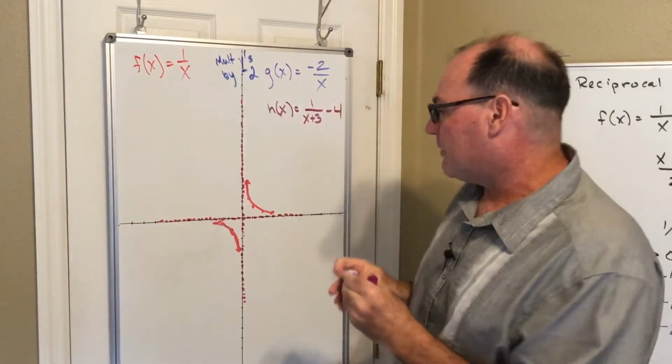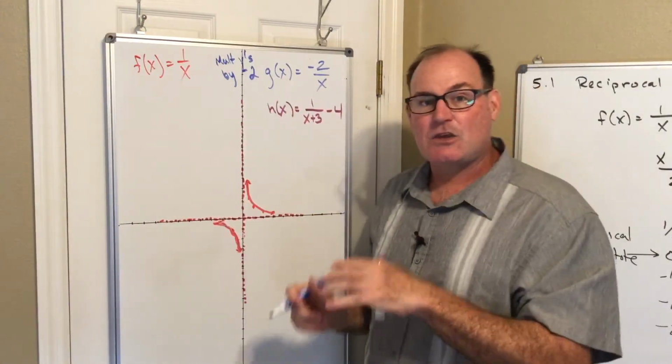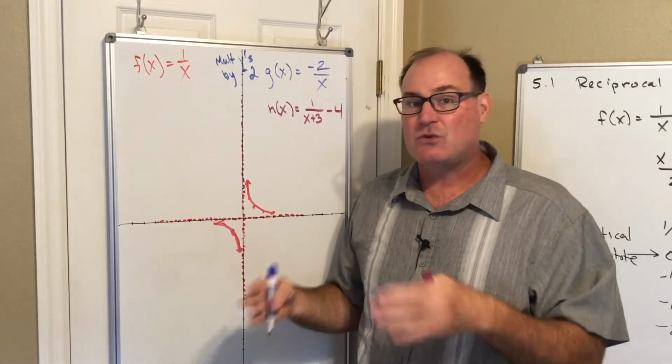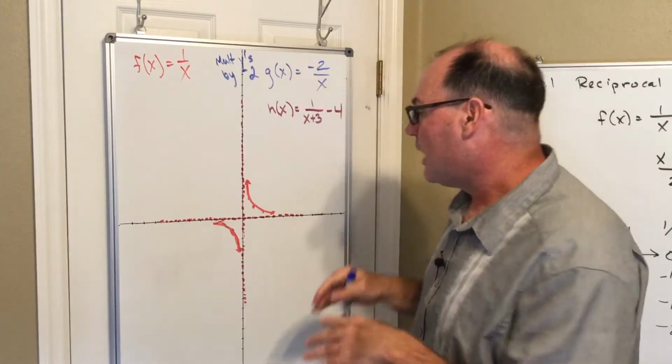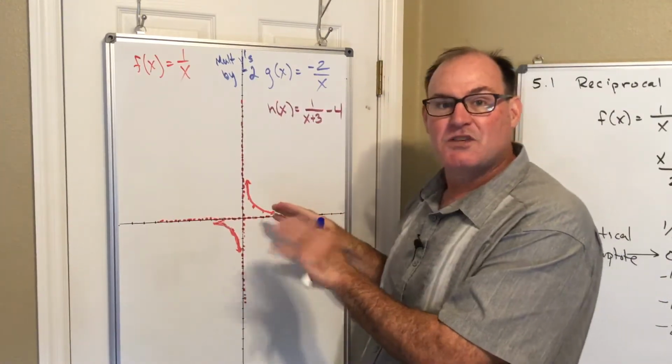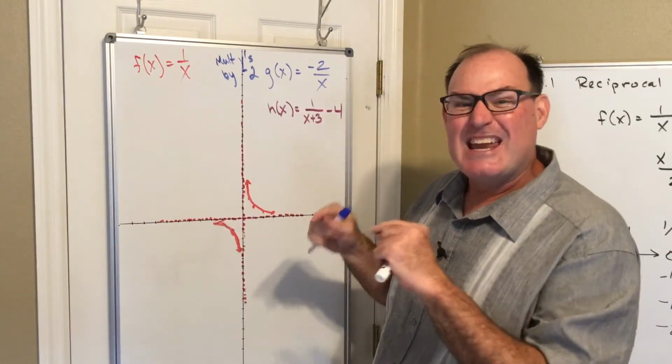So I'm going to go through this graph. Again, you have the table of basic values. If you don't, go back to the previous video and write that table down if you need to. We're going to go through the basic values and multiply the y's by negative 2.